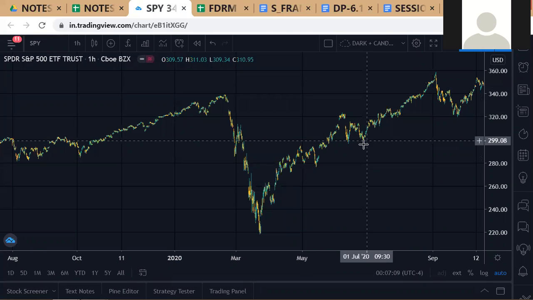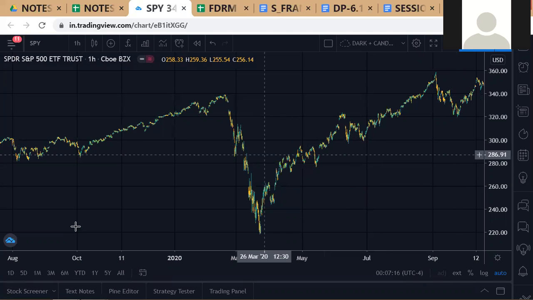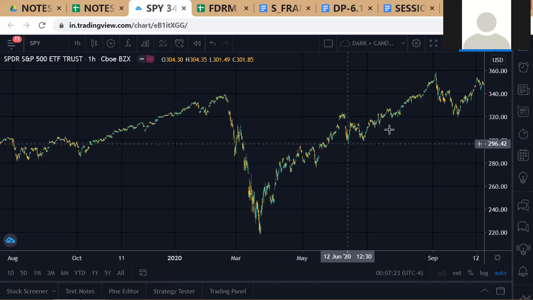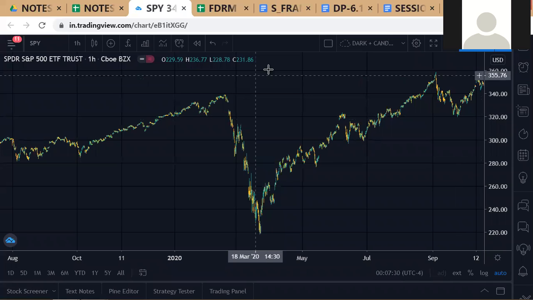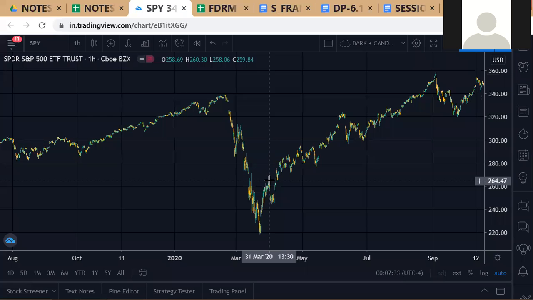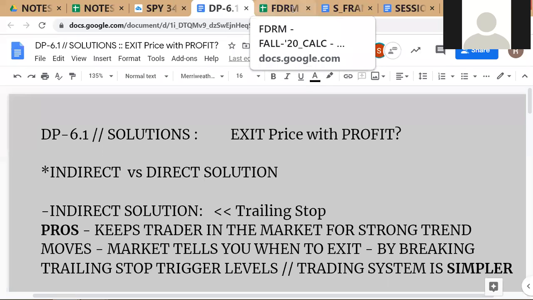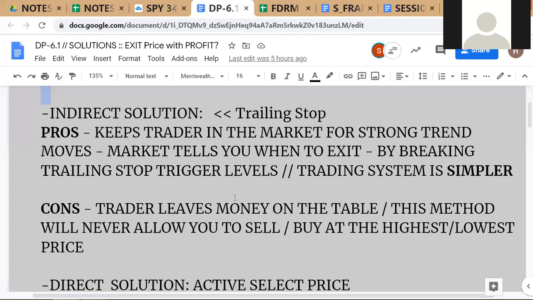What we discussed in the previous class is the indirect way, which is by using a trailing stop. If it makes a new high, then you would move the stop to here. You would have moved the stop to here initially, and then eventually, if it makes a new high, the trailing stop will move here. This is basically what we are calling the indirect solution to the 6.1 question, exit price with profit. The indirect solution is the one with the trailing stop.